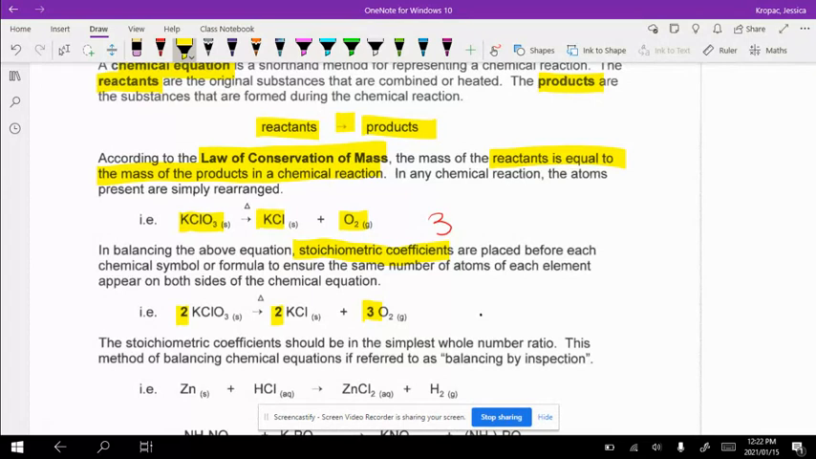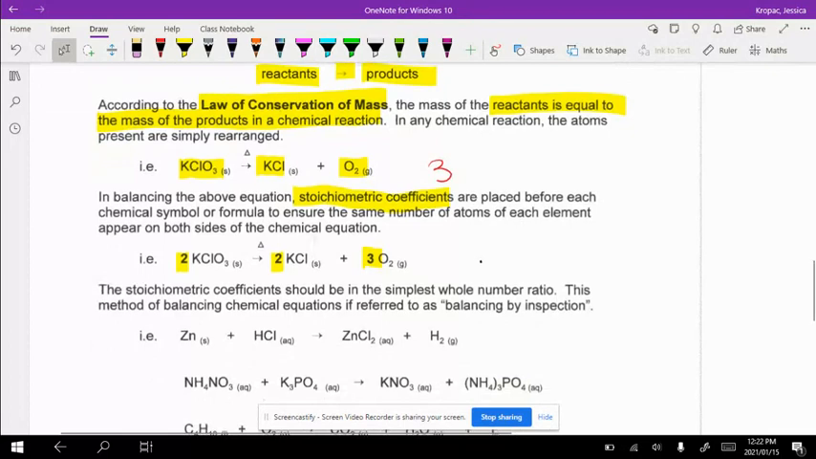If we were going to count potassiums, I'm going to count potassiums on the left-hand side.